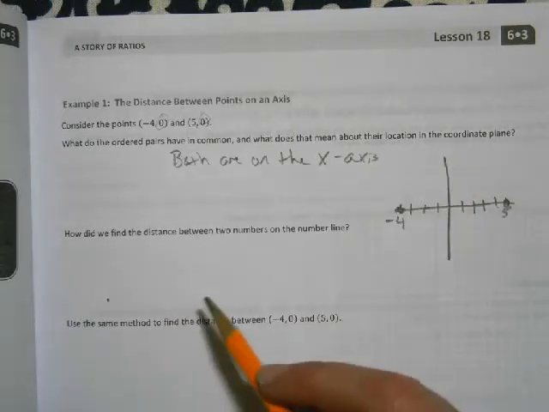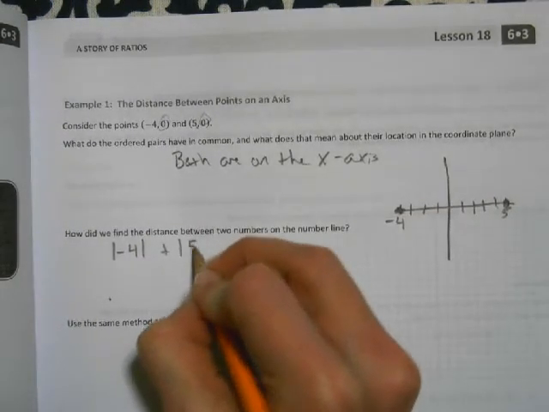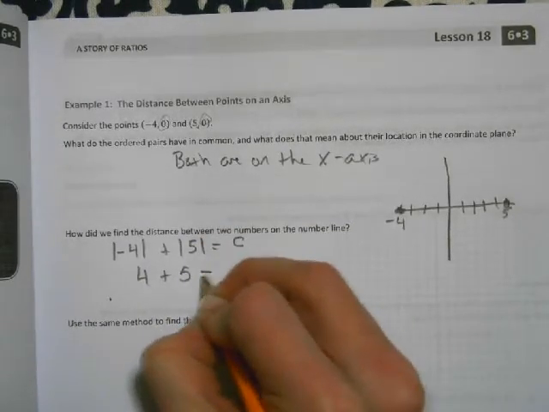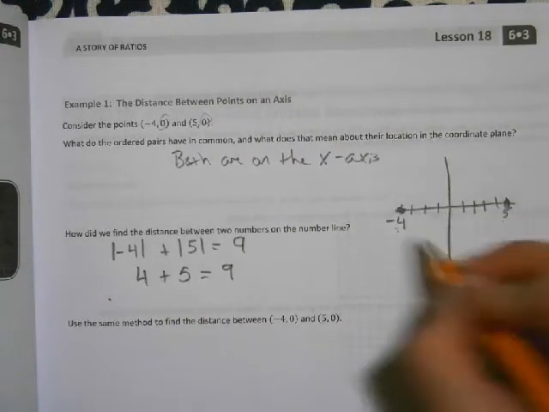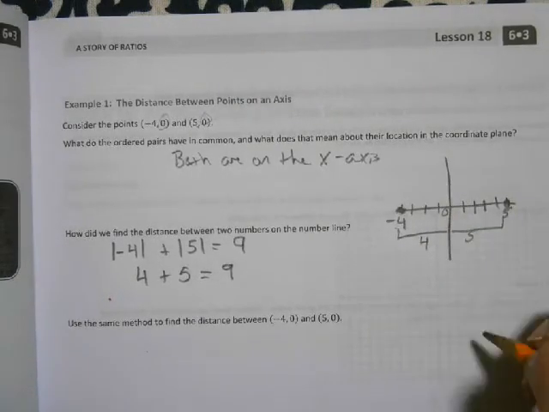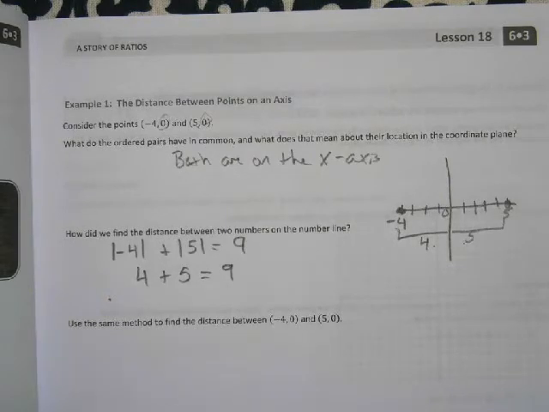How do we find the distance between two numbers on the number line? We find the absolute value, and we add them together. And again, the reason that we're finding the absolute value, or the reason that we're adding, is because one's negative and one's positive. This one is 4 units away from 0. This one is 5 units away from 0, so you have 4 plus 5, that gives you 9. Now, they say use the same method to find the distance between 4 and 5, which is what I just did. Go ahead and look at example 2.